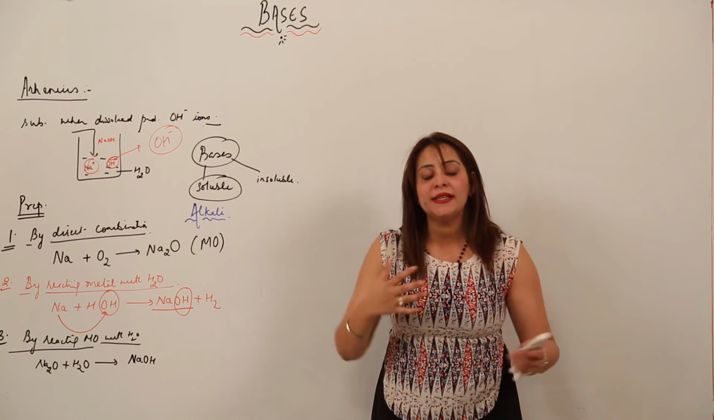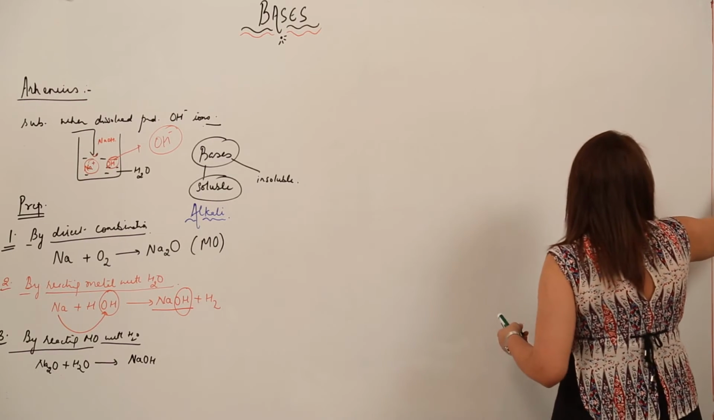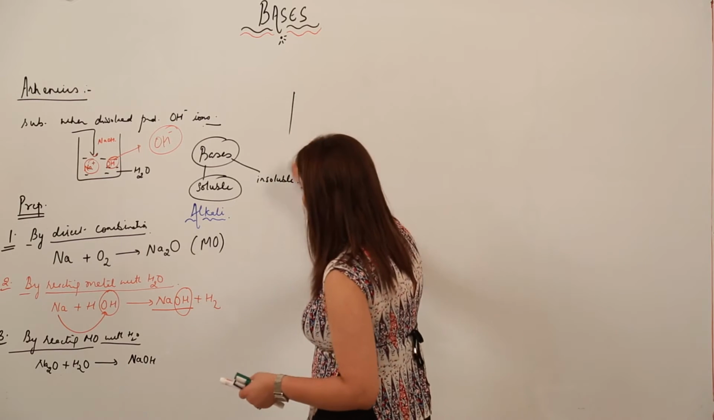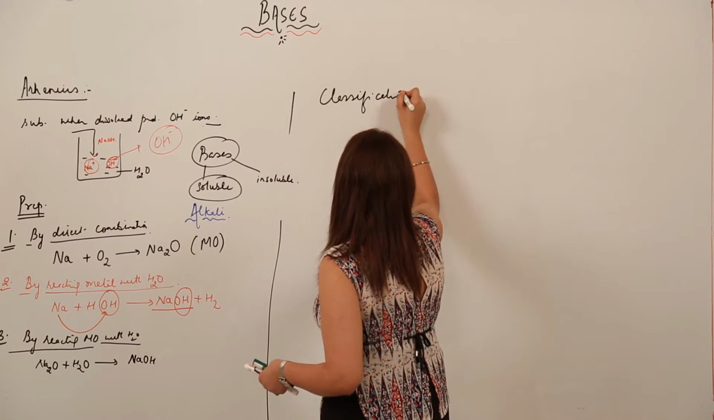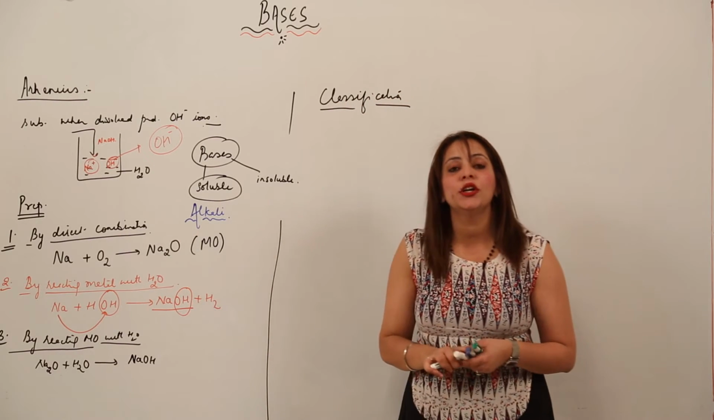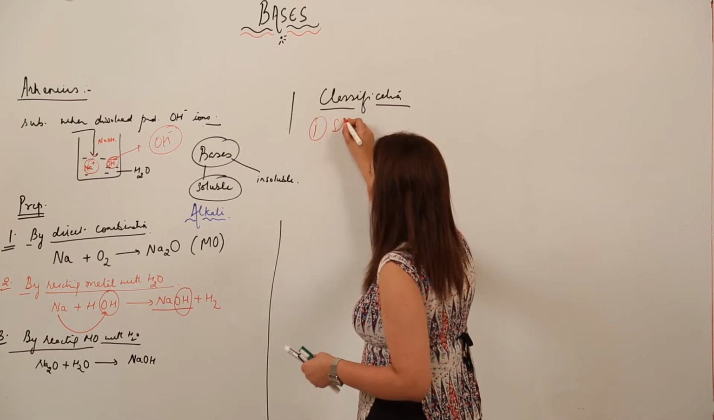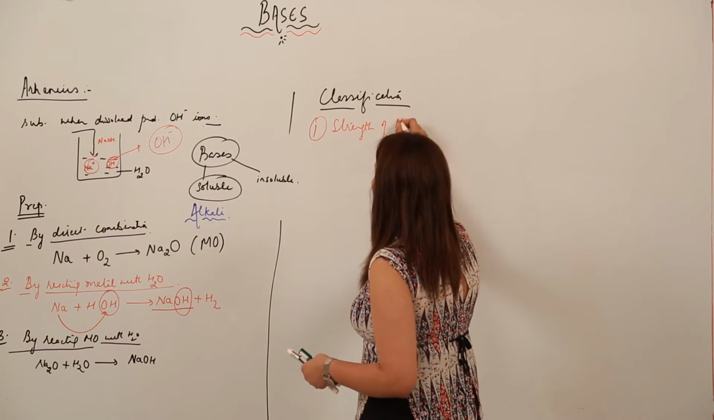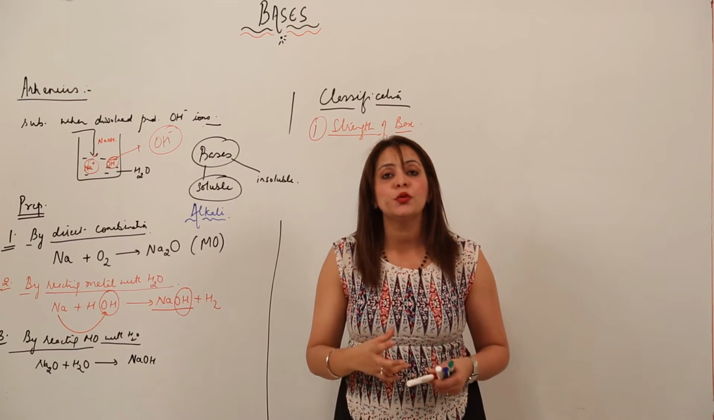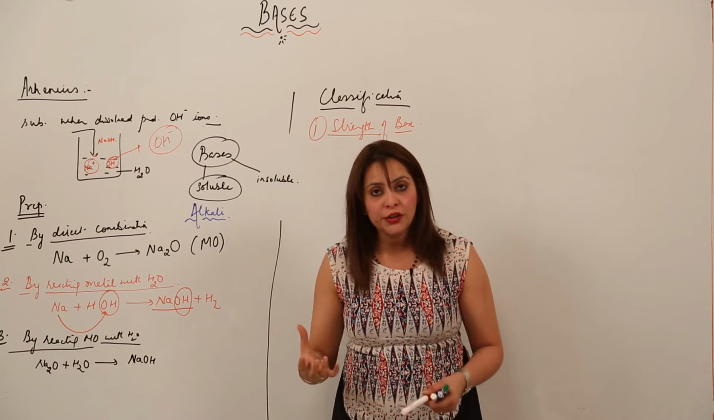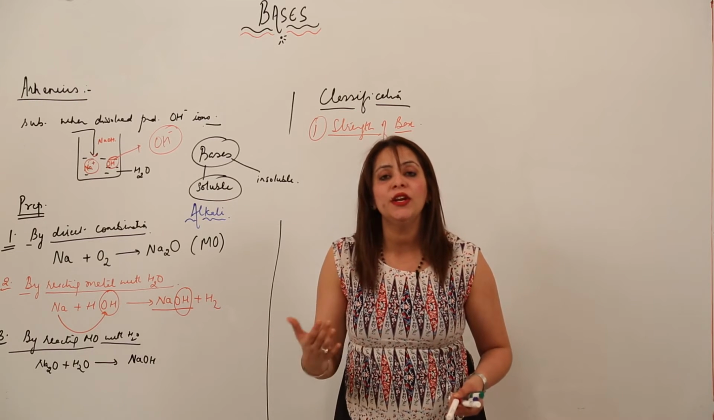Now, we are going to classify bases. As we classified the acids, we are going to classify the bases now. So just look at the board. So, the classification. Firstly, bases are classified on the basis of properties, suppose the strength of the base. When we talk of strength, strength means the ability of a base to release the hydroxide ion when it is dissolved in water. Obviously, the strength is this, the ability of a base to release the hydroxide ion when it is dissolved in water.